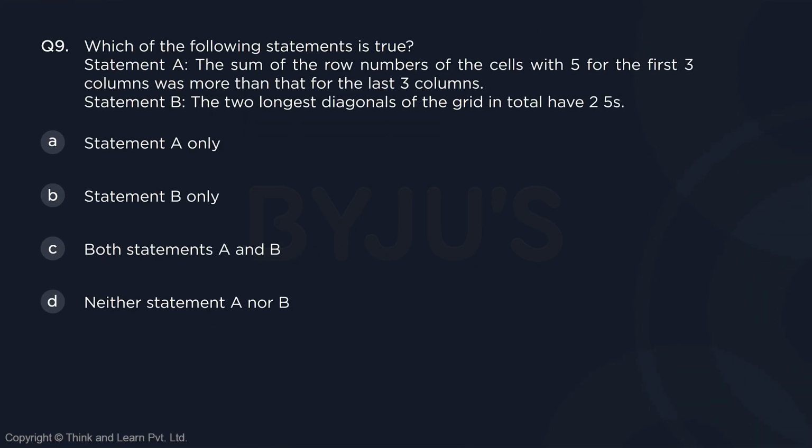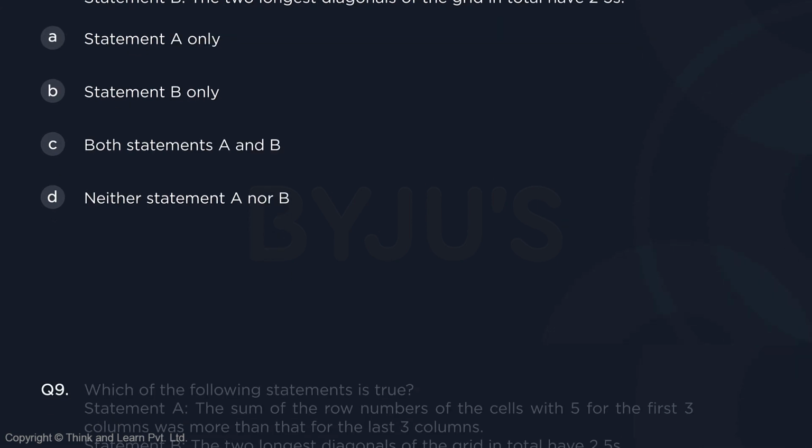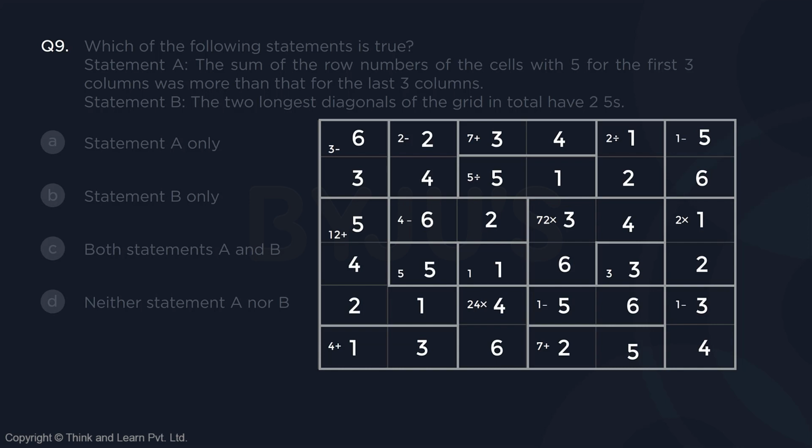Ninth, which of the following statements is true? Statement A: the sum of the row numbers of the cells with 5s for the first 3 columns is more than that of the last 3 columns. Statement B: the two largest diagonals of the grid have a total of 2 5s. Let's check. First statement.